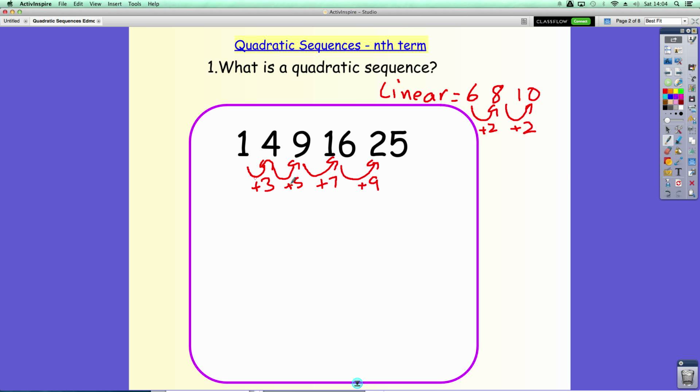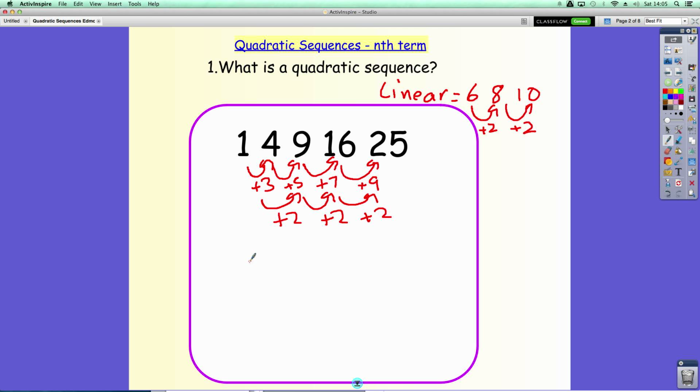So remember I said a quadratic sequence is one where the second difference, so that 3, 5, 7, 9, you should notice, has a constant difference between them of +2. Yep, so on a linear you'll get straight away a constant difference, but in a quadratic it takes a second level of comparison to get that +2.